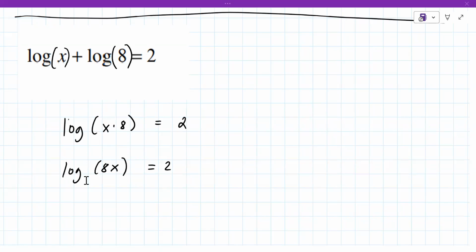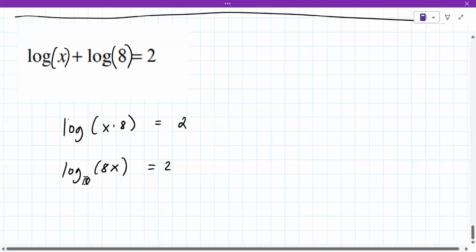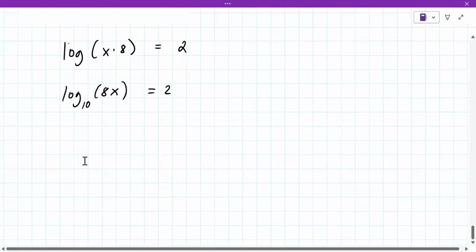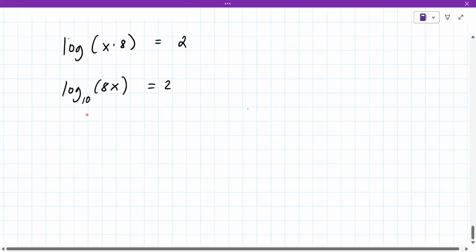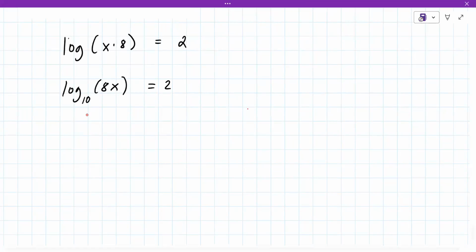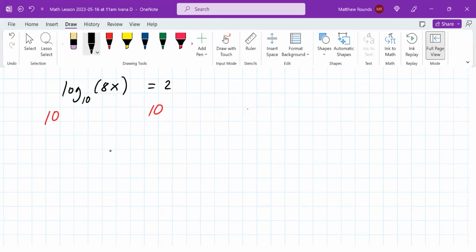Now, there's really a base 10 here, which if it's not written, it's 10. So how do you undo the log on the left? What have we been doing for the last few problems? I know we've been using e, but this time it's a base 10. So what's different about this? Use 10 on both sides. What is 10 to the power of 2?